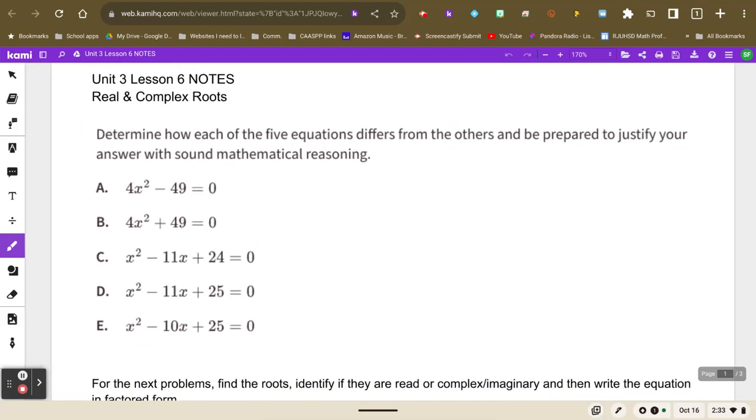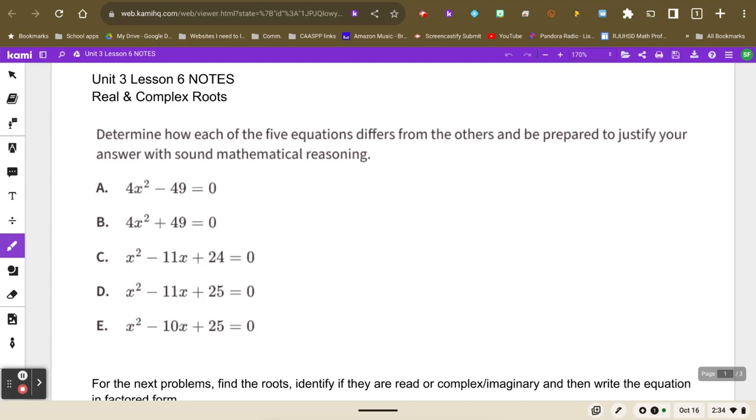So the first one, if we plugged it into Desmos, you can easily do it, and you will see that it will have 2 roots. Okay, we could also do it by factoring, and we can actually find it there. Now, the next one, if you graphed it on Desmos for B, it would not cross the x-axis at all, so we would call it imaginary roots.